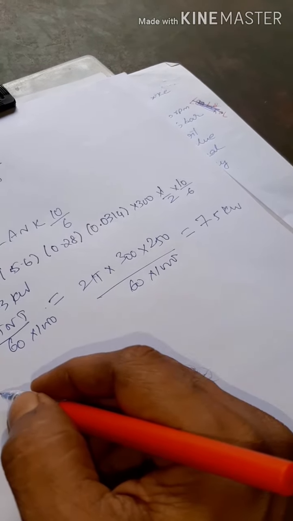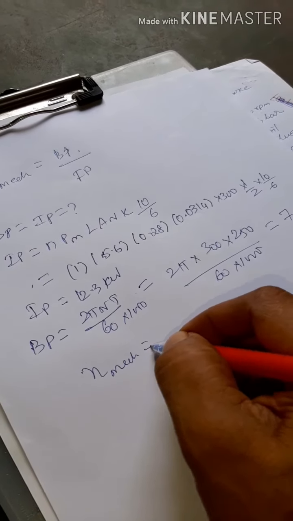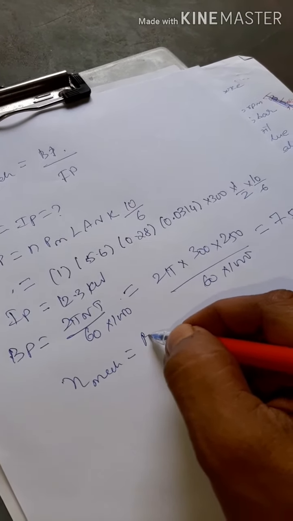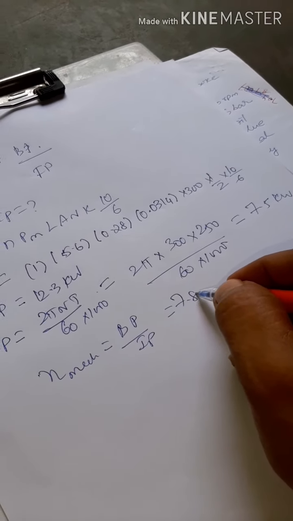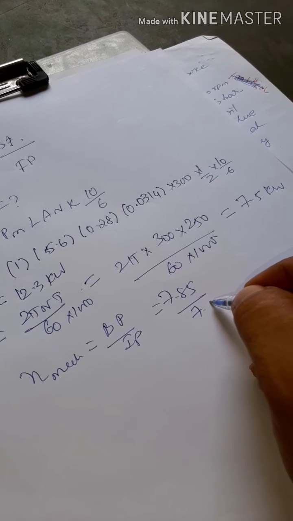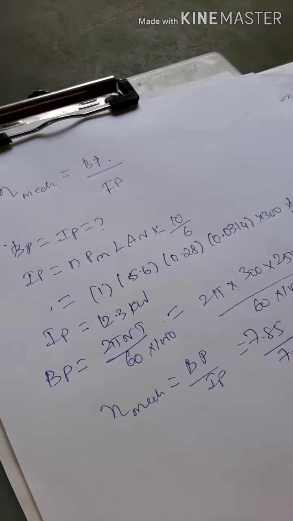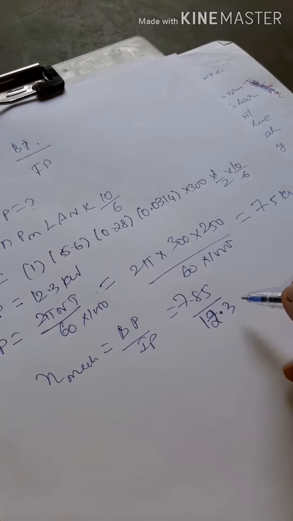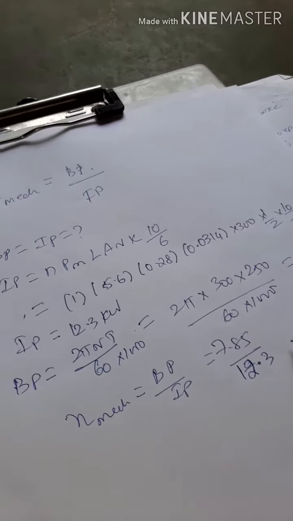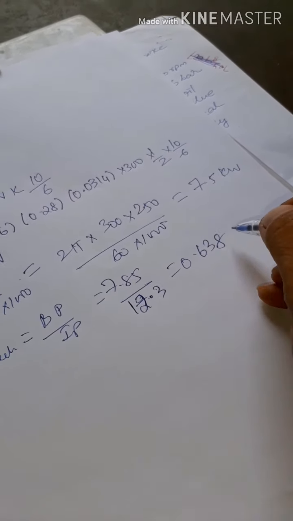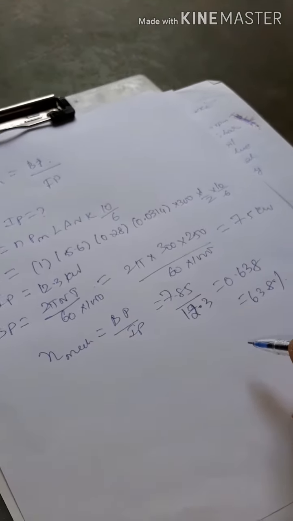Therefore, mechanical efficiency is equal to BP by IP directly. So 7.85 divided by the indicated power, which is 12.3 kilowatts. So you are going to get the value as 0.638, or 63.8% is the mechanical efficiency.